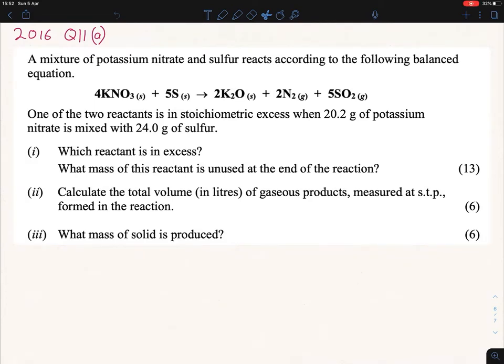Hi everybody, so today we're looking at some stoichiometry, and this is specifically going to be for things that could be in excess or the limiting reagent. So let's have a read there. A mixture of potassium nitrate and sulfur react according to the following equation. One of these is in excess, which reactant is in excess?